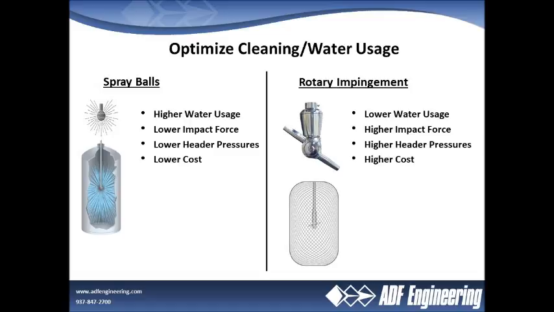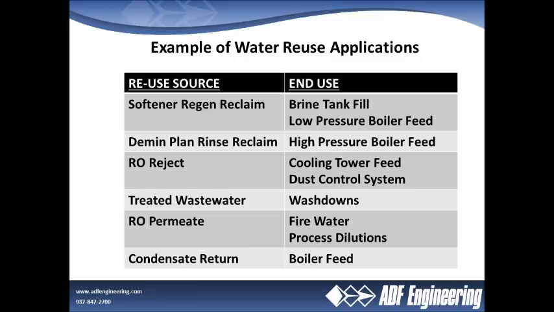I'm not going to dwell too much on this slide, but this shows cleaning optimization. On the left, you have spray balls, which use a higher amount of water. It's initially lower cost, but doesn't give you as clean a system. A rotary impingement is a somewhat newer technology where you see the diagram at the bottom. It gives you a much more efficient cleanup with a lot less water. For larger size impingement, you need to have motorized nozzles and you need higher header pressure, so there are trade-offs there. But this type of technology selection will reduce the amount of wastewater that you generate and use.